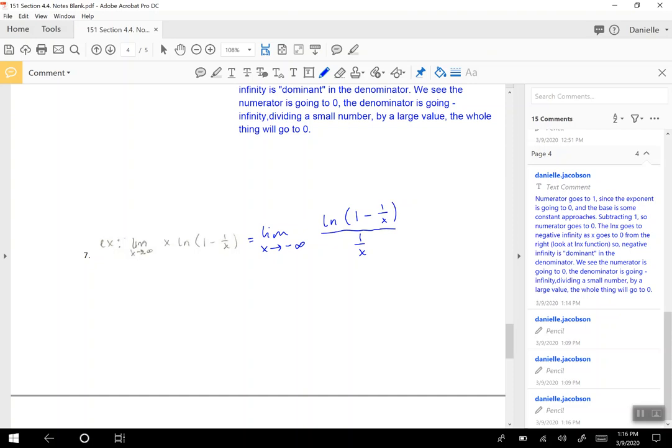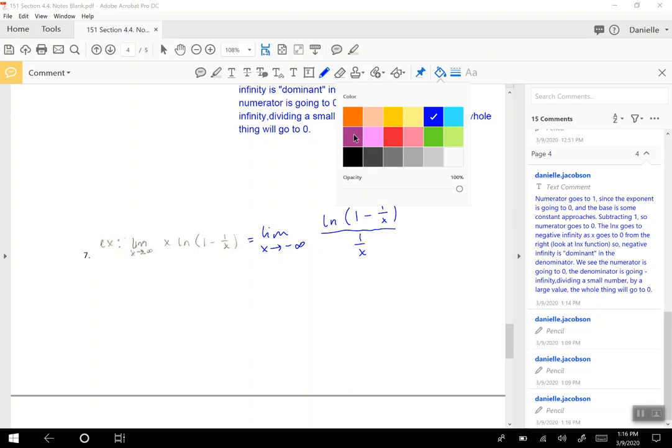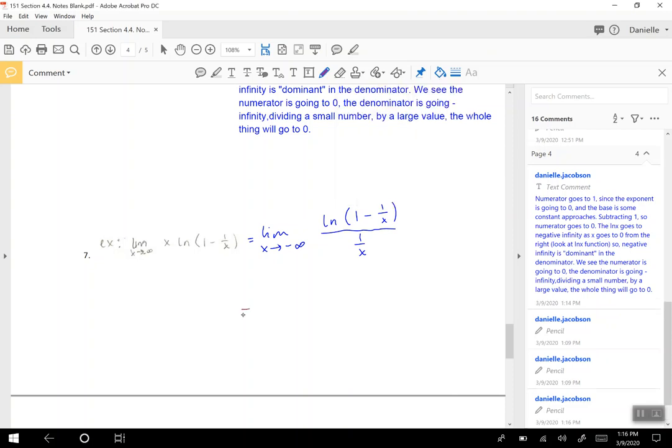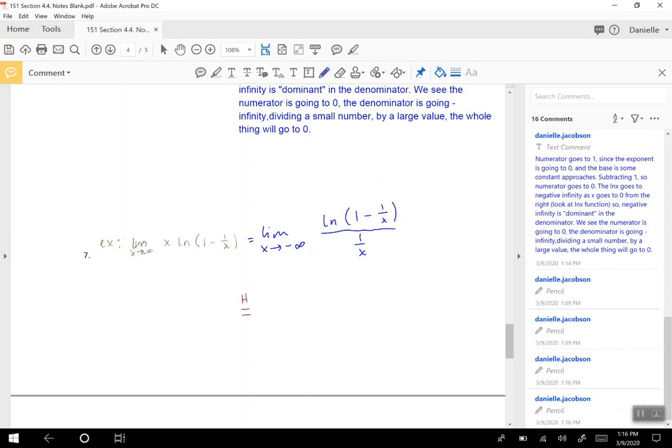All right, so now I do have a fraction, and I'm also in indeterminate form, which means that I can go ahead and apply L'Hopital's rule. So the first step, I'm just rewriting to allow myself to use L'Hopital's rule, and now I'll actually use it. So I have the limit as x goes to negative infinity of, I need to use the chain rule in the numerator. When I do so, I have 1 over 1 minus 1 over x. Now I need to multiply by the derivative of the inside.